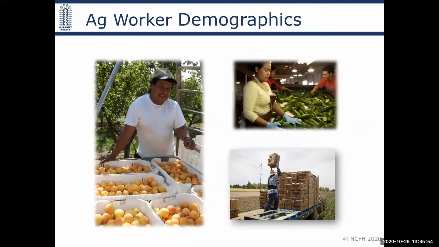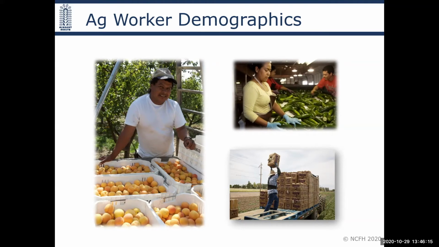And more on ag worker demographics. As you know, ag work is not steady. It's dependent on the season, weather, and market demands. So workers' hours have to accommodate the crops, not vice versa. Year-round work is not always available or possible due to the nature of agriculture. It depends on the seasons, crop production, and even weather conditions.